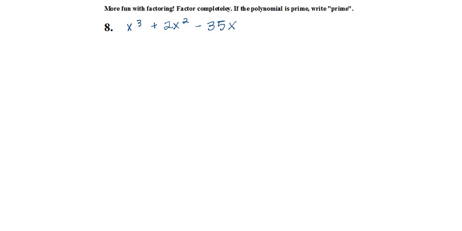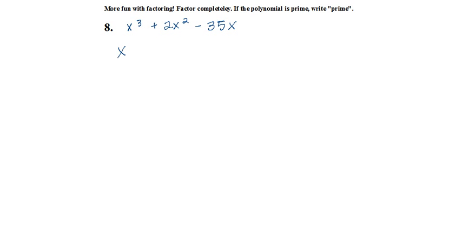So first of all, I'm going to say it again. What is the first thing we always do? We look for a greatest common factor, okay? On this one, we have a coefficient of 1 on the first term, and then 2 and negative 35. So we don't have a number that comes out. However, let's look at x cubed, x squared, and x. What is our greatest common factor of that one? It is just x, okay?